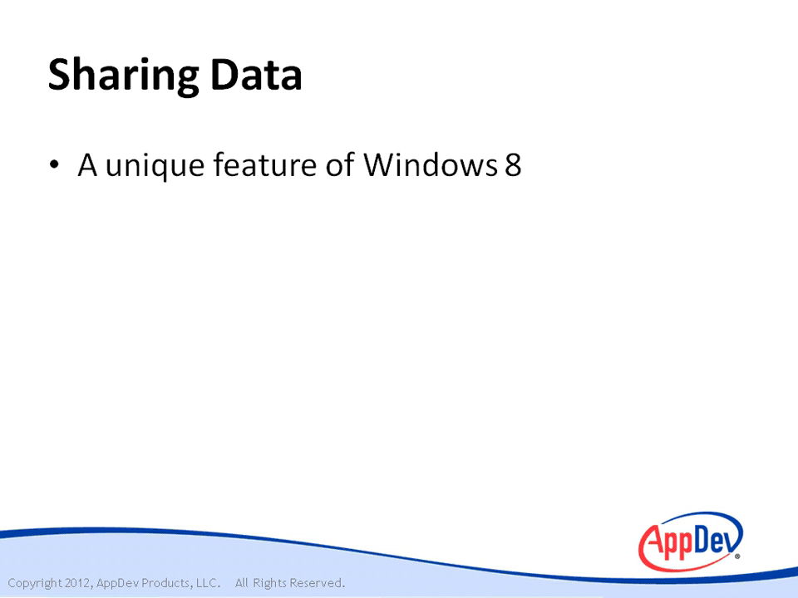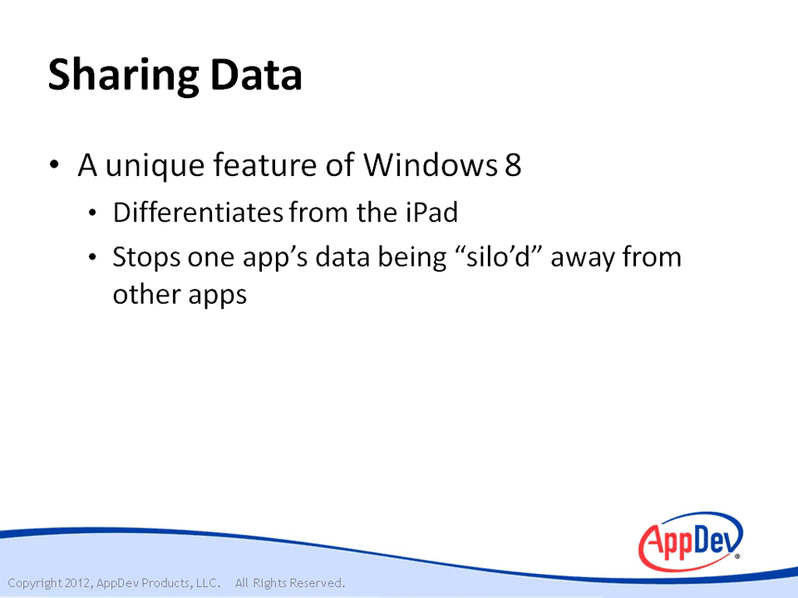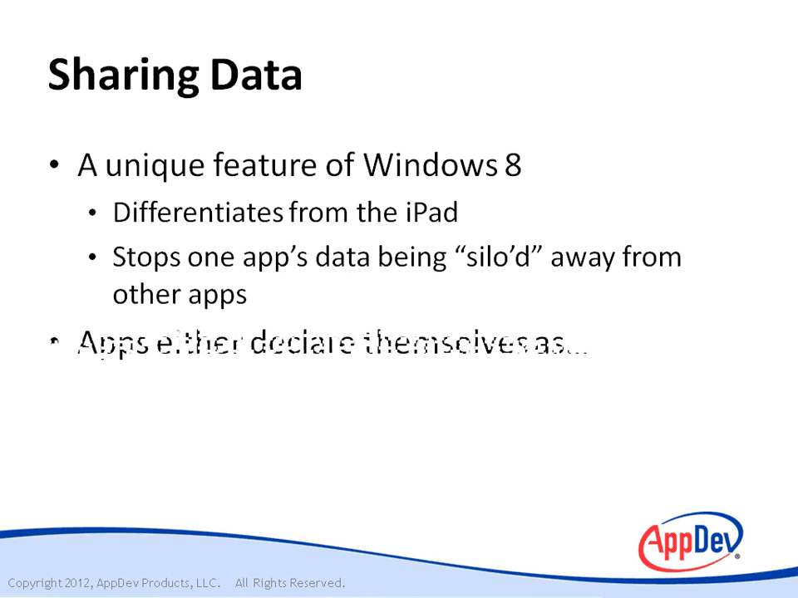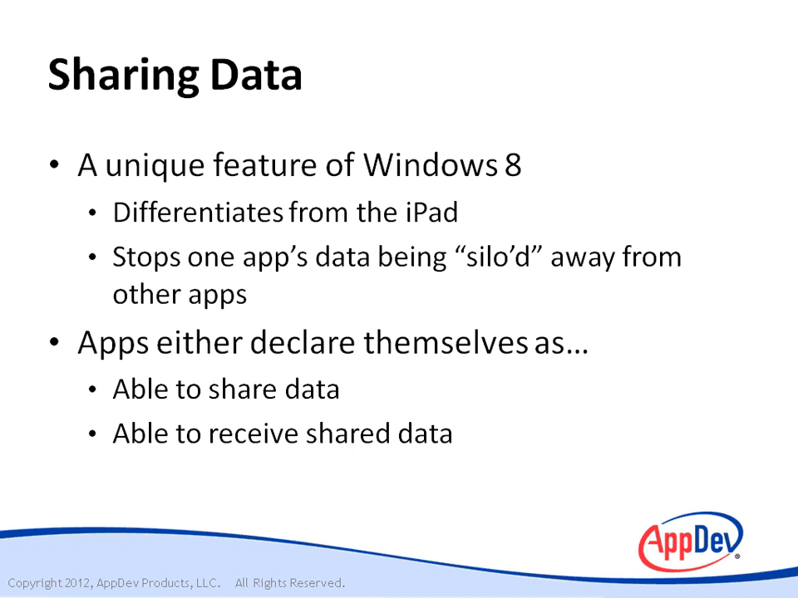Sharing is a unique feature of Windows 8 and a key differentiator from the iPad. The general idea is that it stops one application's data from being siloed away from any other applications. Apps either declare themselves as being able to share data, able to receive shared data, or a combination of the two.